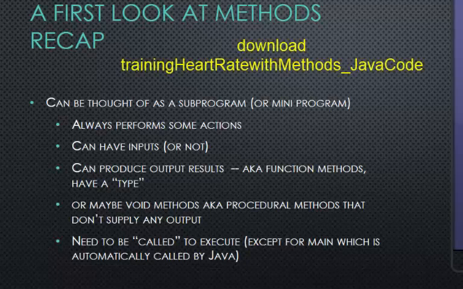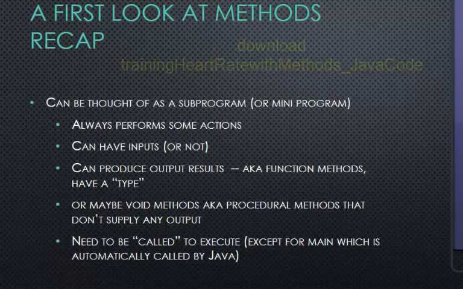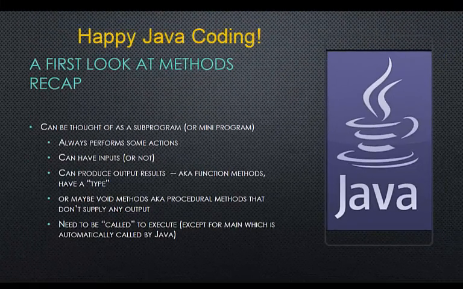You can find the sample code in this week's timeline materials. Please download this revised training heart rate code and try it out. Although it is packaged differently, it will still run the same. Happy Java coding!